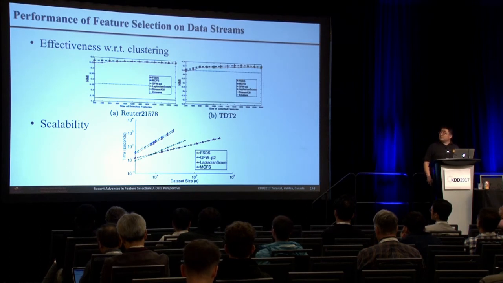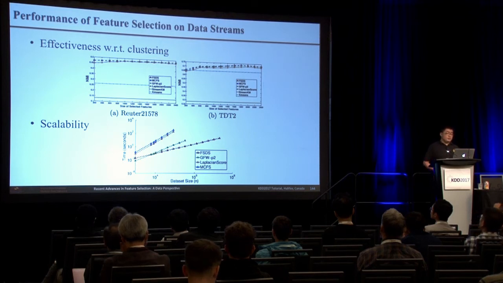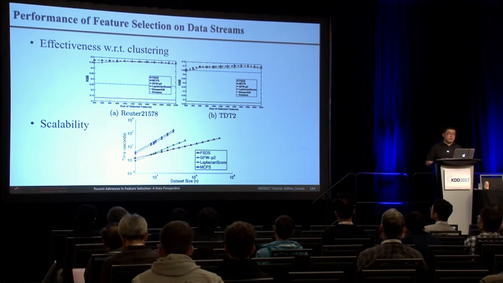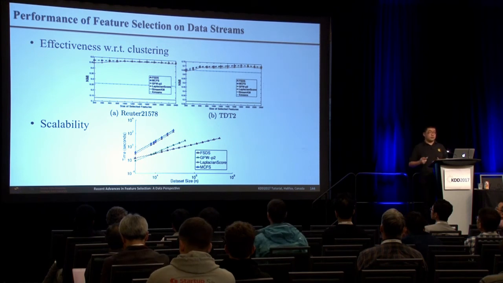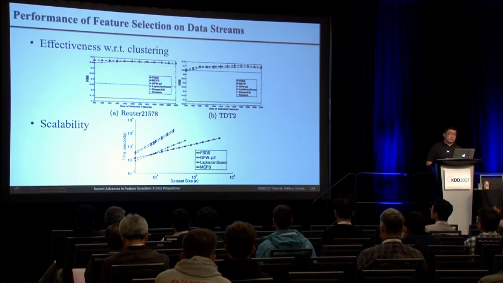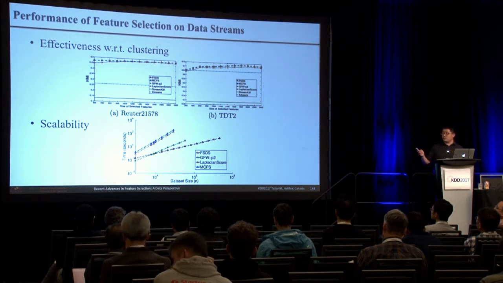So here they show some results on clustering compared with some state-of-the-art unsupervised feature selection methods. From the first figure, they show that even though they adopt some approximation strategies, their method can approximate this state-of-the-art method in terms of clustering. And they also show the scalability of the proposed method, and that their method is much more efficient than the batch mode feature selection method.